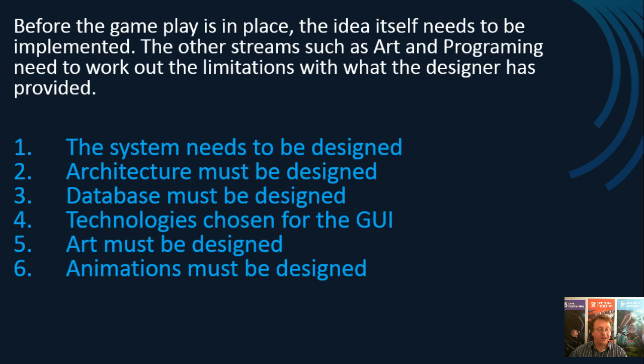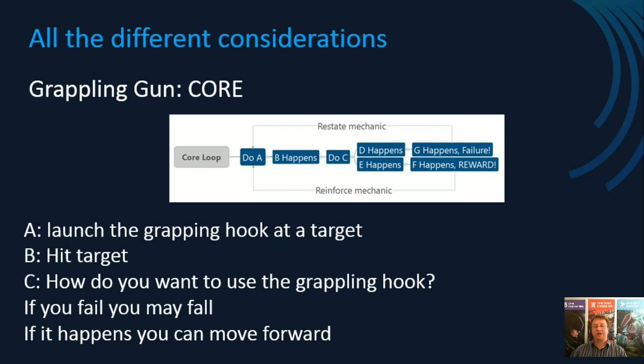So hopefully my wonderful displays as examples have helped. And we'll just go back to the last slide, which is again with the grappling gun. You can see how A, B, and C, and then the ifs it happens or if it doesn't, and we take that into it.